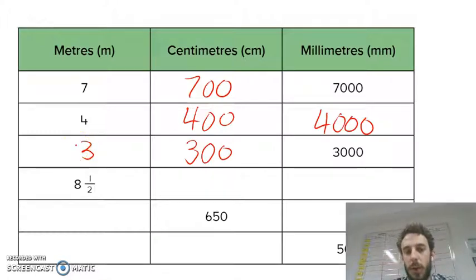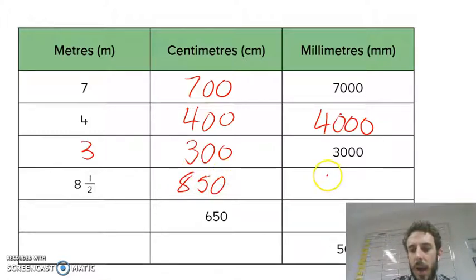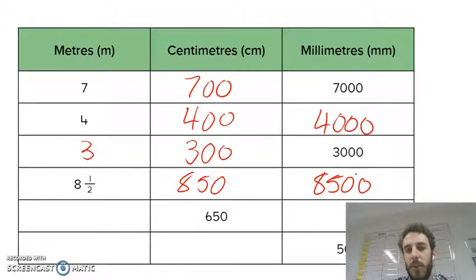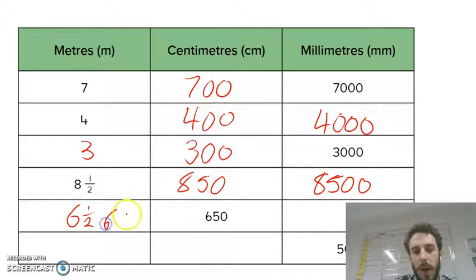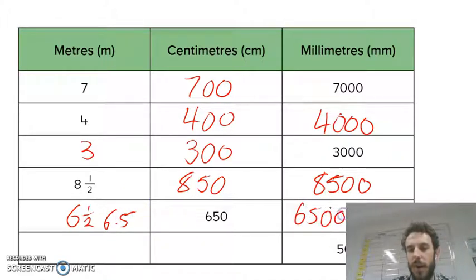It gets a bit tricky because we've got 8.5 meters. In centimeters, that would be 850. And then we times by 10 again to get our millimeters, 8,500. If we've got 650 centimeters, it's going to be 6.5 meters, and then in millimeters, it's going to be 6,500. Hope that makes sense to everybody, just to show you how you can easily convert between the two.